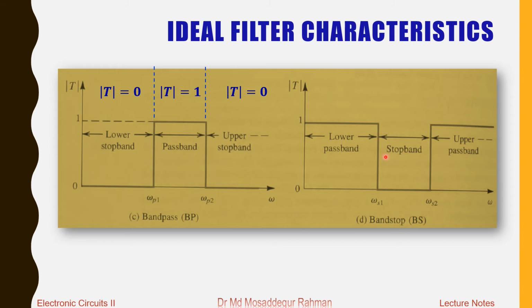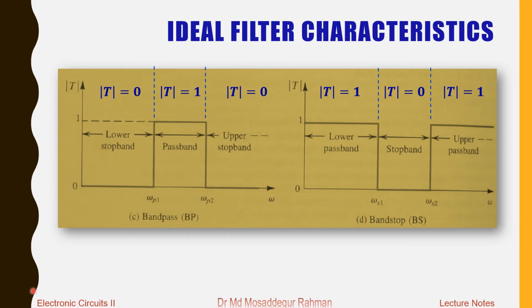And if your signal has frequencies outside this band, if it is higher than omega s2, or if it is lower than omega s1, then it will be able to pass through the filter circuit. At both ends, at low frequency and also at high frequency, transmission is high. We have 100% transmission, and within this band, the transmission is zero. So that is what defines the stop band, and that is the characteristics for a band stop filter.